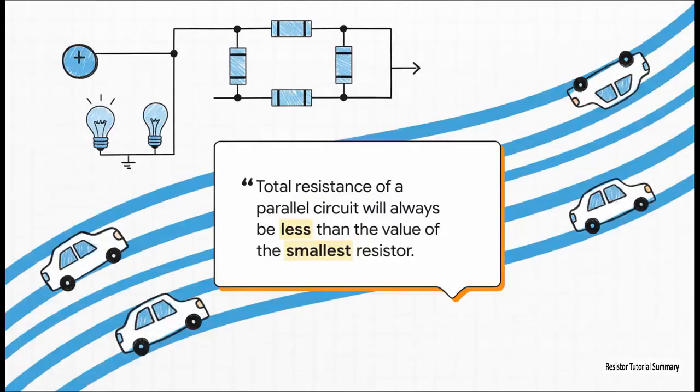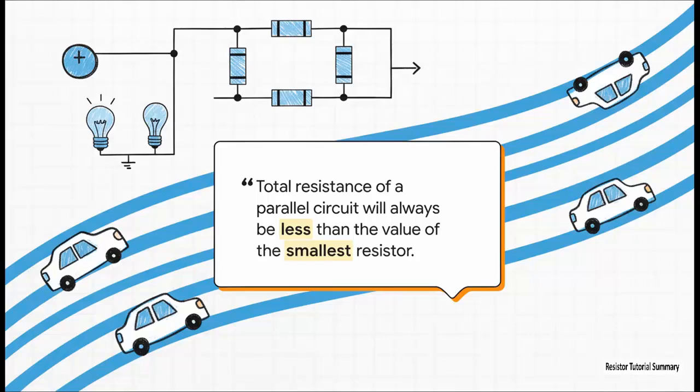Yep, you heard that right. It feels a little weird, but when you add more resistors in parallel, you are actually decreasing the total resistance. It makes sense if you think about it. By adding more lanes to the highway, you're making it easier for all the traffic, or in this case, current, to flow. The total resistance will always end up being smaller than your smallest individual resistor.